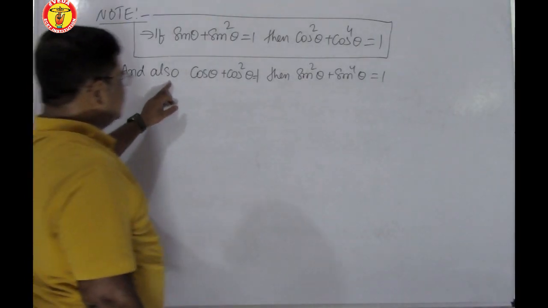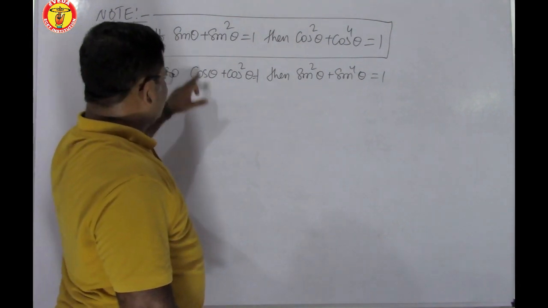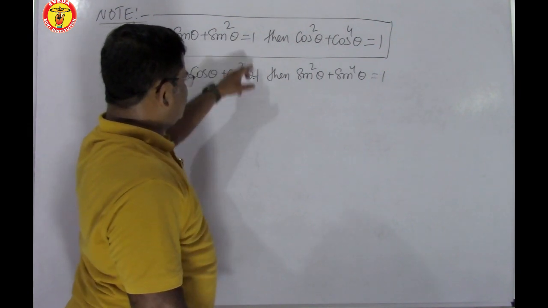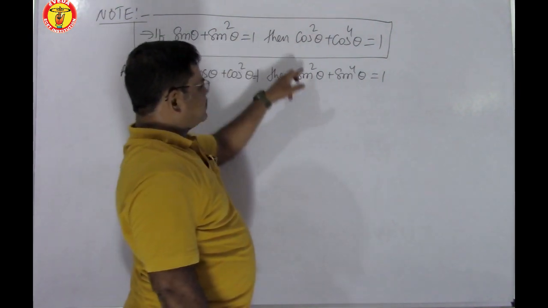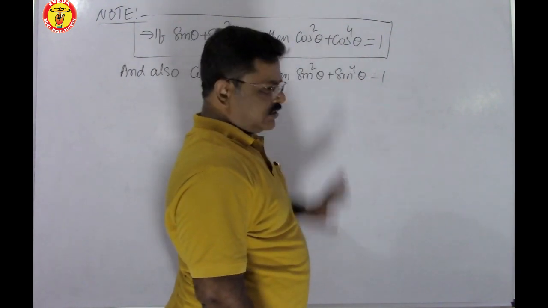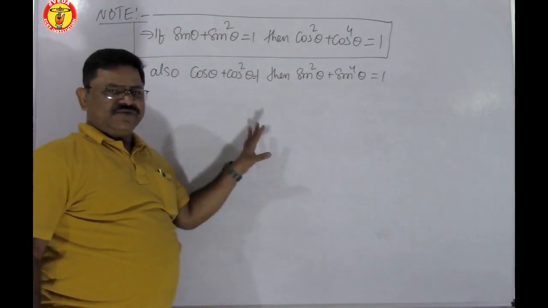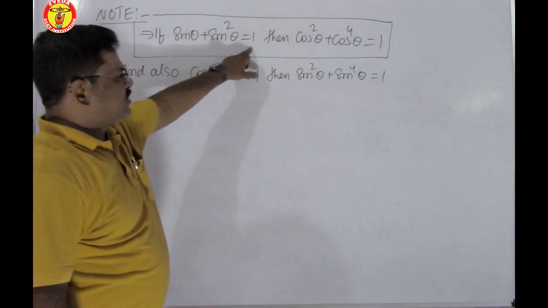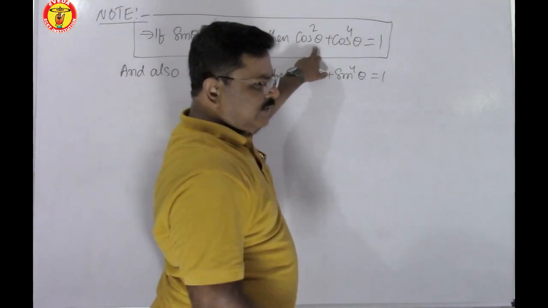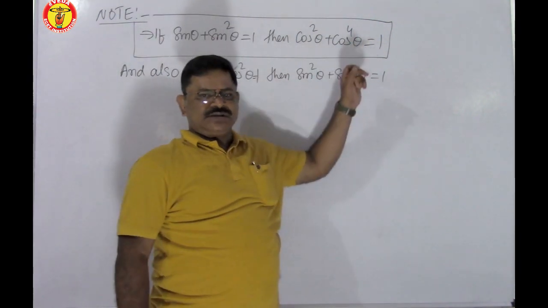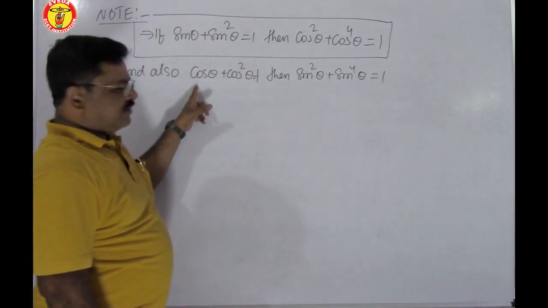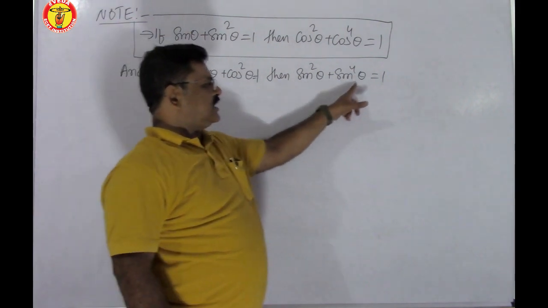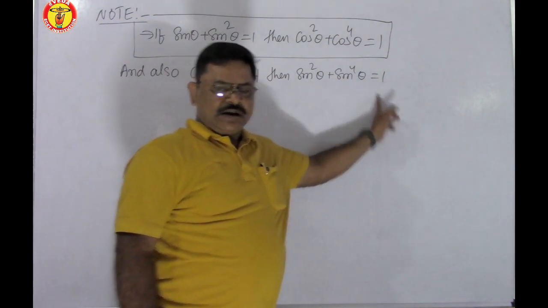And also remember, like in terms of sine, we have cos also. If cos theta plus cos² theta is equal to 1, then sin² theta plus sin⁴ theta is also equal to 1. There is no need for confusion. Only one thing we have to remember: whenever sin theta plus sin² theta is equal to 1, its next condition is cos² theta plus cos⁴ theta is equal to 1. In the same way, when cos theta plus cos² theta is equal to 1, you can write sin² theta plus sin⁴ theta is also equal to 1. Now see this one.